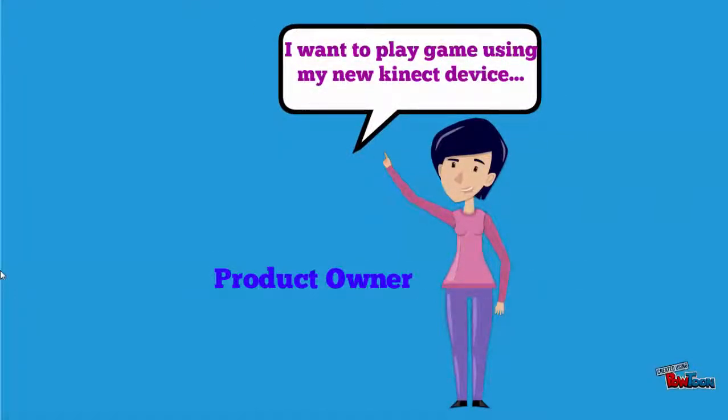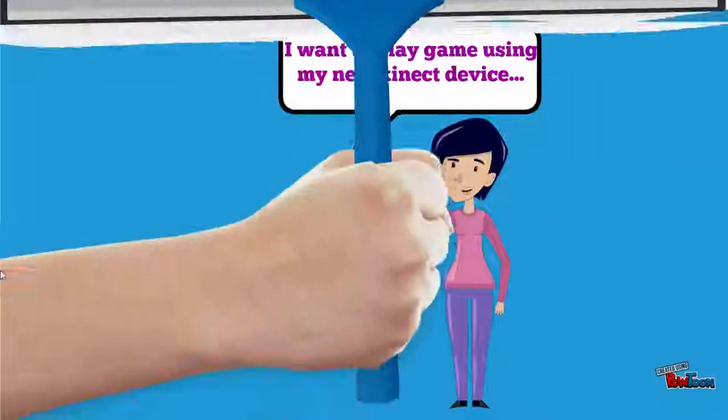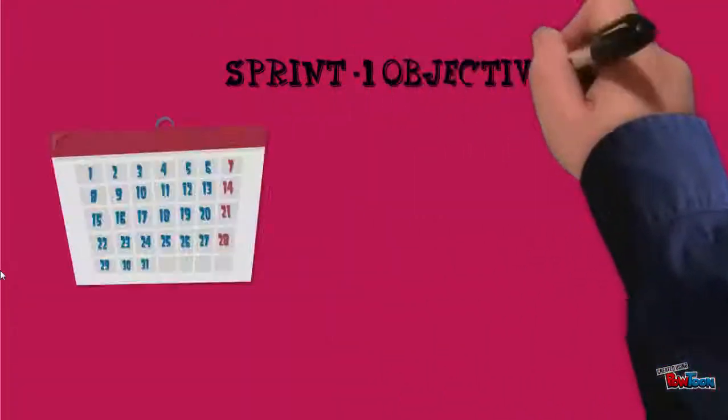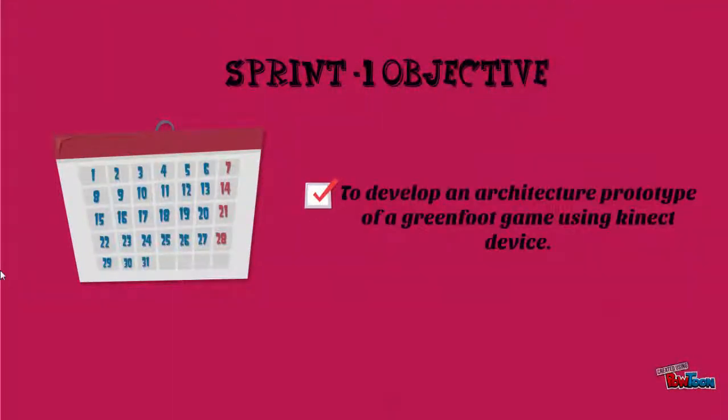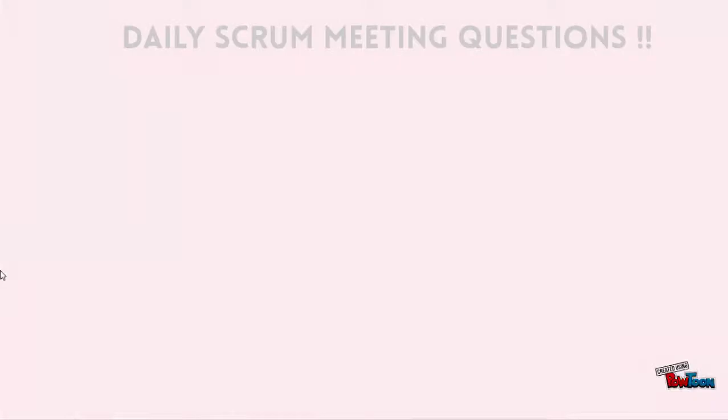As you can see, this is our product owner and he wants to play a game using his new Kinect device. So, our first sprint objective is to develop an architecture prototype of the Greenfoot game using Kinect. So let's see how we have done it.